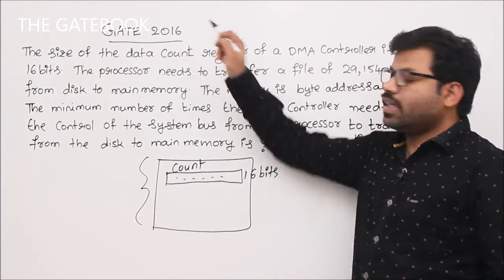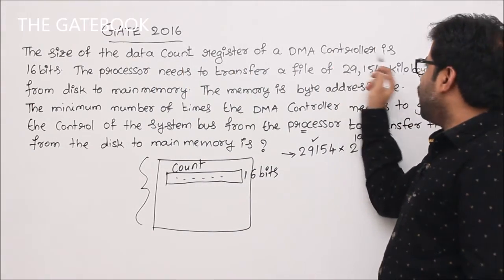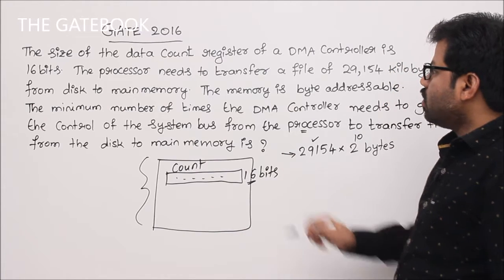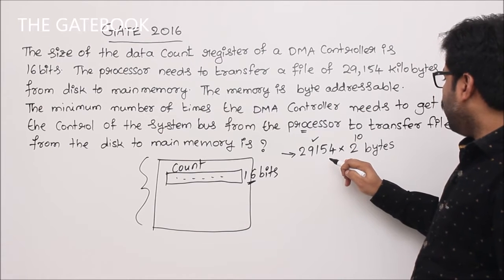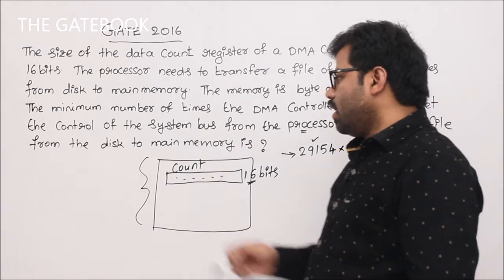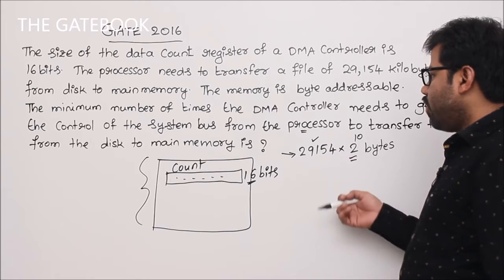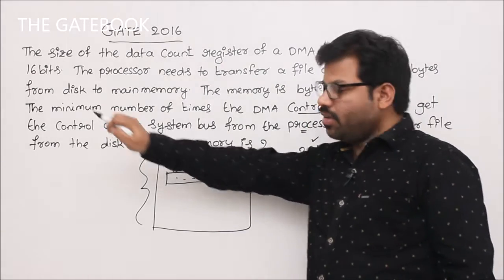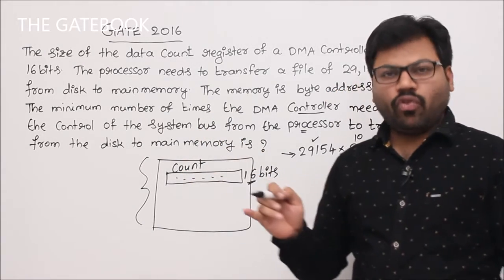See this question which was asked in the GATE 2016 paper. The size of the data count register of a DMA controller is 16 bits. Now the processor needs to transfer a file of 29,154 kilobytes, kilo means 2 to the power of 10 bytes, from disk to main memory. The memory is byte addressable, fine. The minimum number of times the DMA controller needs to get the control of the system bus. You remember that, okay?